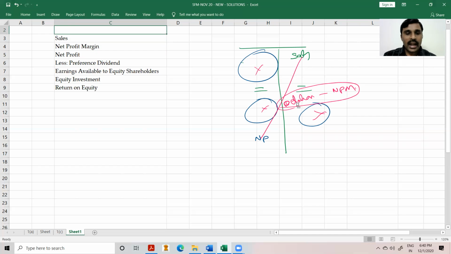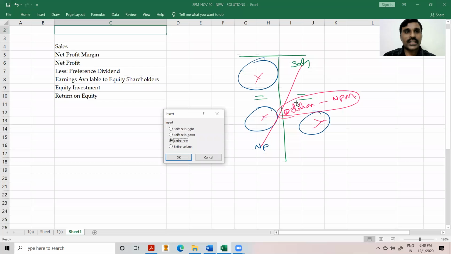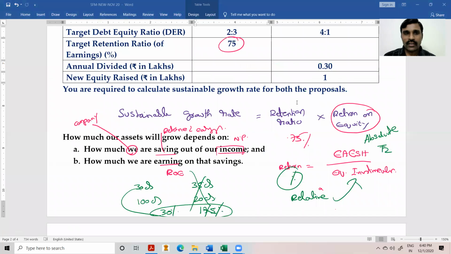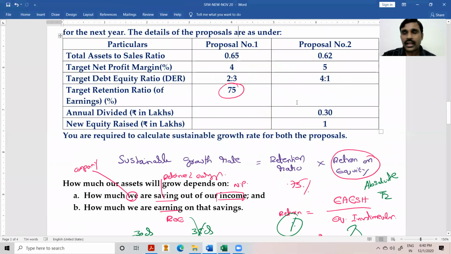This is sales. And the next point is, how will you get the sales? Look at this question. What is the information they have given? Total assets to sales ratio they have given as 0.65. Total assets to sales ratio is equal to 0.65.